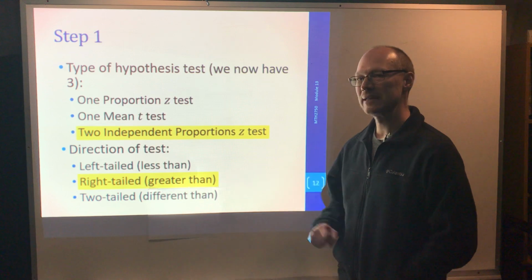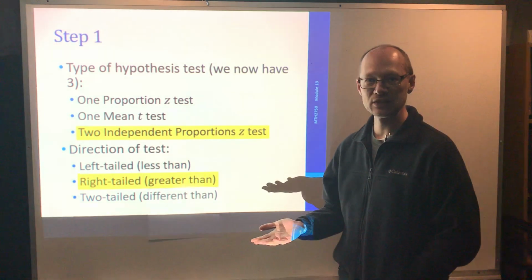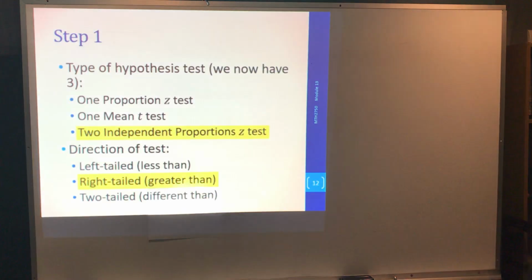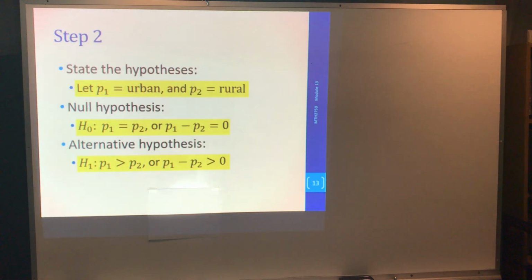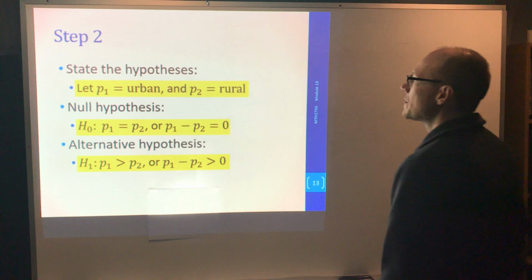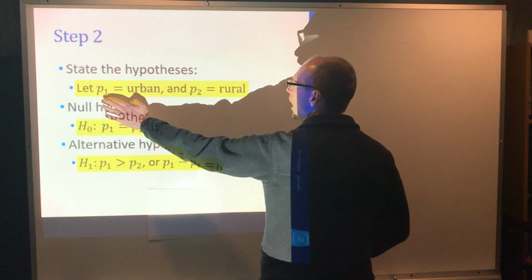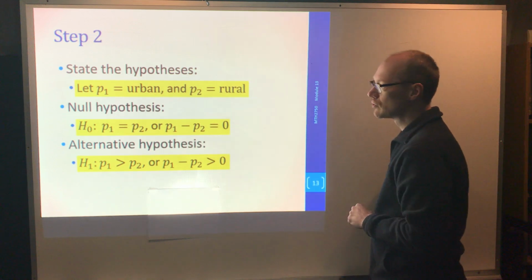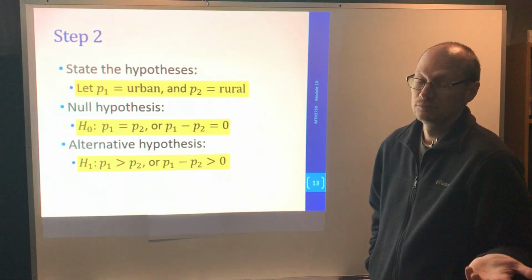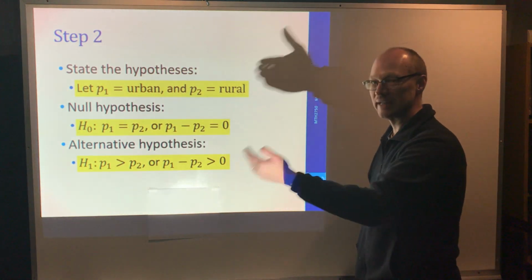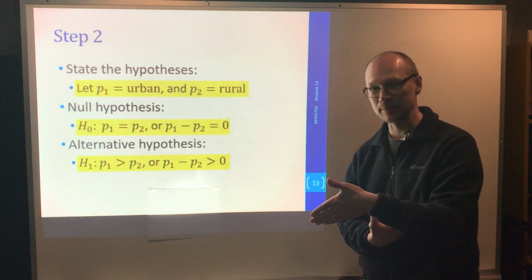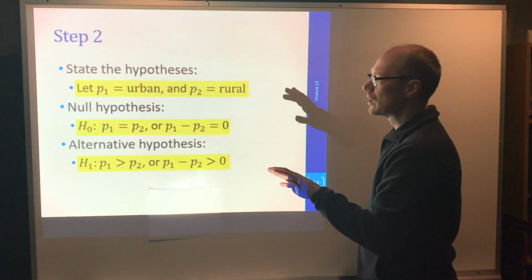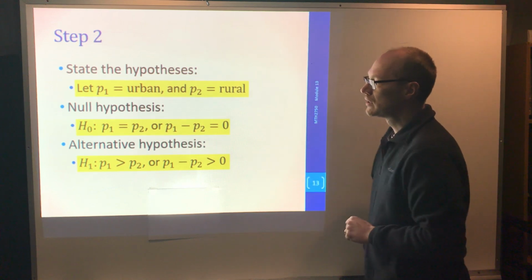How do I know it's right tail? And that's one of the first things we do, right? Actually, what is really beneficial is if we establish very clearly in step 2 that we're going to let our first proportion be urban and our second proportion be rural. Why? Well, because that's the way we saw it in the problem. There's no reason to switch them. We'll just keep it straight in our own minds and in this problem as well. So urban is first, rural is second.